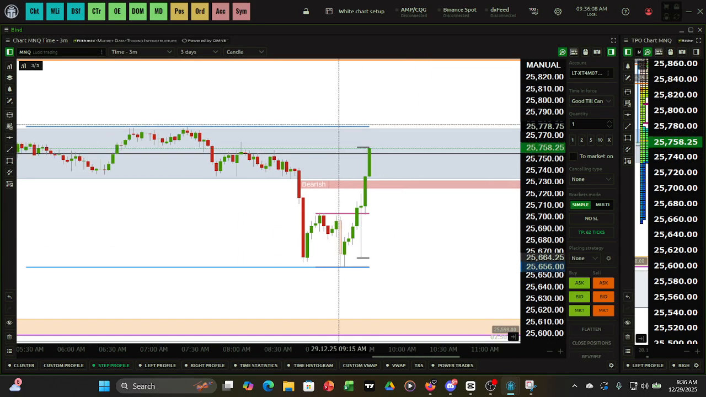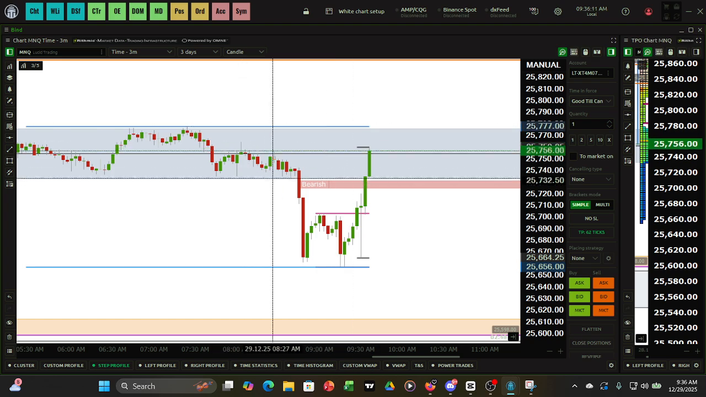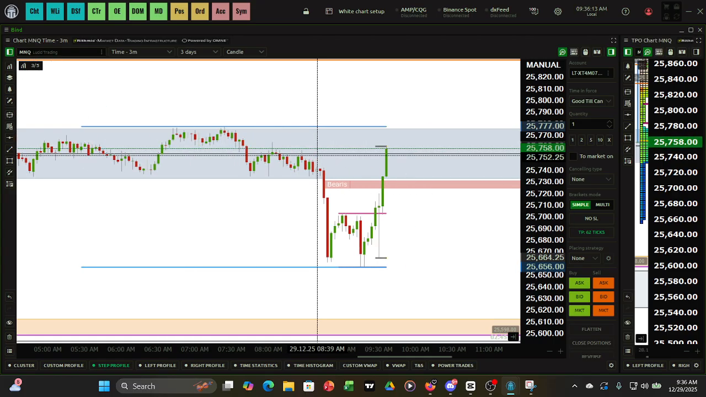So now it's going to come up to the pre-market high. Now I'm going to look for a sweep of the pre-market high to see if they want to take it back down.